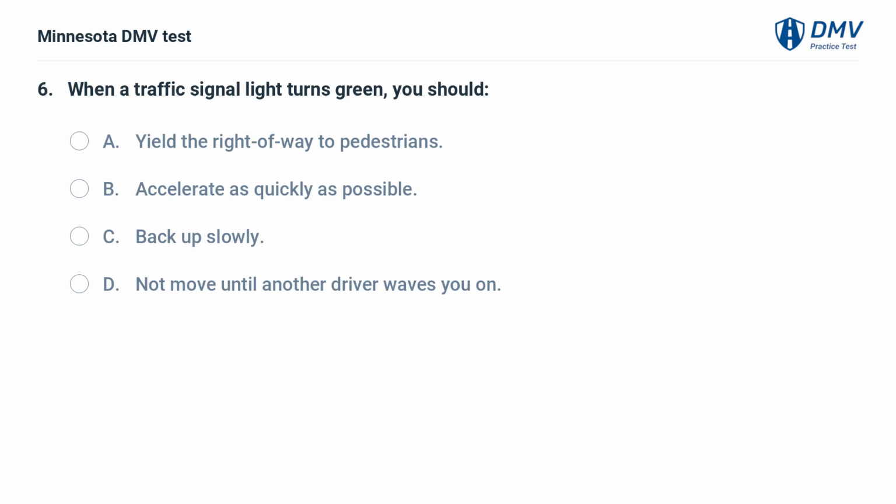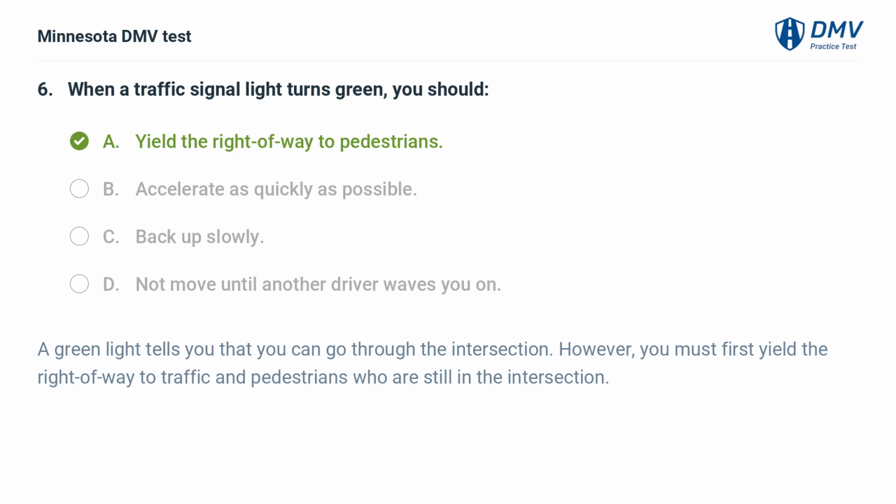When a traffic signal light turns green, you should A. Yield the right-of-way to pedestrians. B. Accelerate as quickly as possible. C. Back up slowly. D. Not move until another driver waves you on. A. Yield the right-of-way to pedestrians.